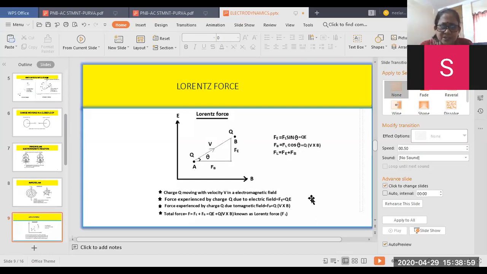Now I am going to the next slide. There is a dependency of FL on the charge. You can see here. Okay, so the total force experienced is the Lorentz force. It depends upon the charge. If charge is there, that is Q greater than 0, then only FL can be greater than 0. Otherwise the value will be different. Fine. So we will go to the next slide.